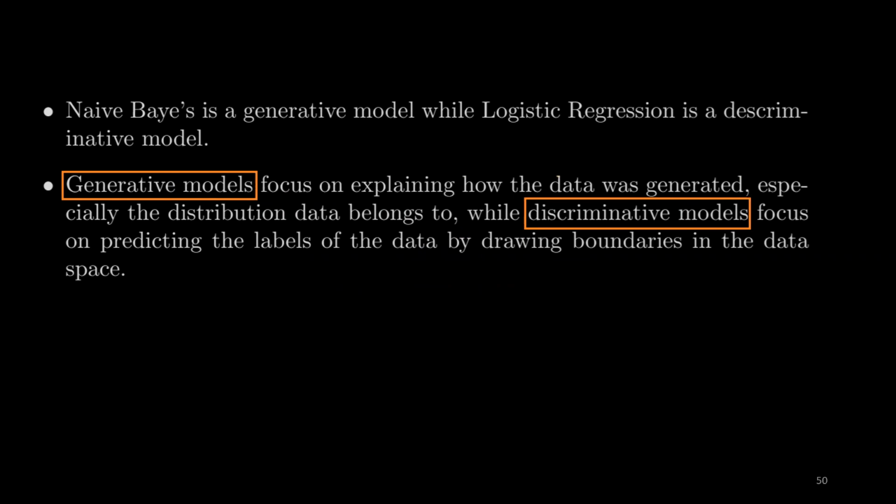So what is the difference between the generative and the discriminative model? Here is the definition. A generative model focuses on explaining how the data was generated, especially the distribution to which the data belongs, while the discriminative model focuses on predicting the labels of the data by drawing boundaries in the data space. Basically, a generative model is more interested in the distribution of the data, and it performs the classification based on the distribution. That is, it groups the data based on the distribution of the data. On the other hand, the discriminative model just draws a boundary between the data labels.